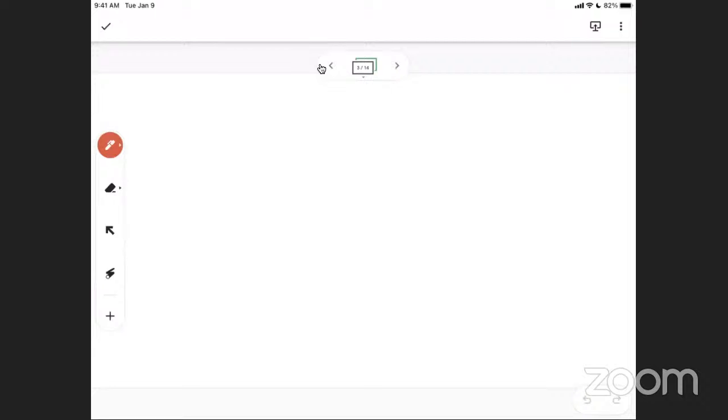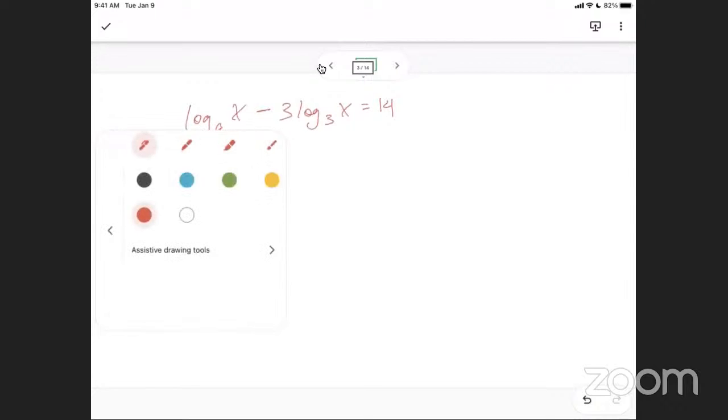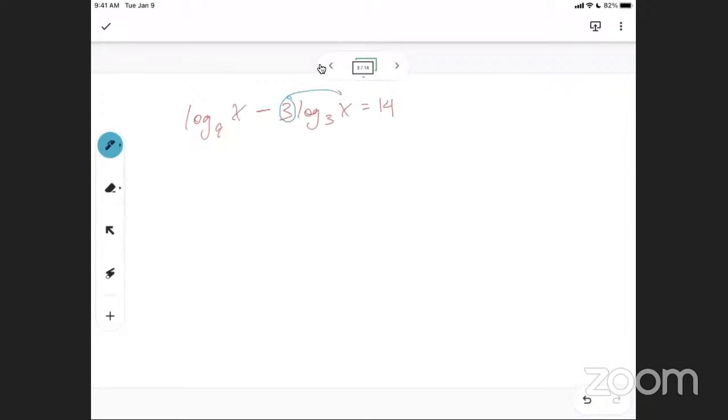Log base 9 of x minus 3 log base 3 of x equals 14. Okay, so you tell me what to do first. Exponents. Move the exponent. So this, you mean? Up to there? Yeah. Mm-hmm. Good. So we've got log base 9 of x minus log base 3 of x cubed equals 14. Now what?